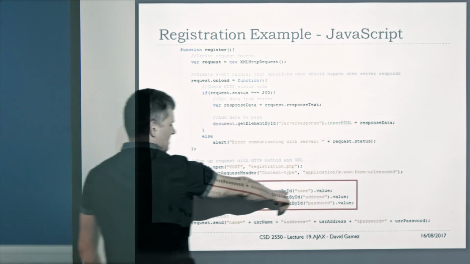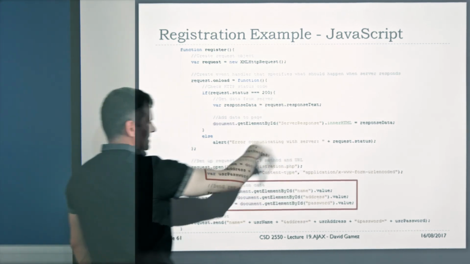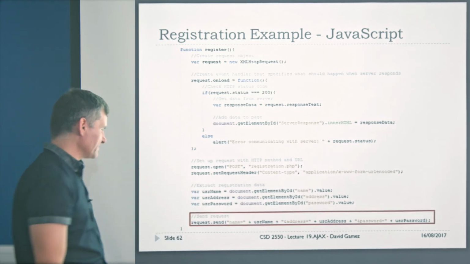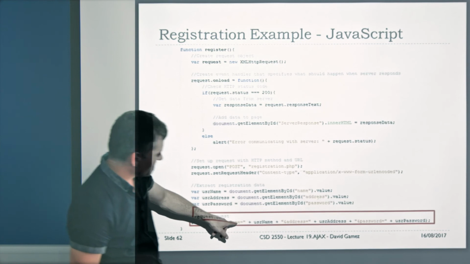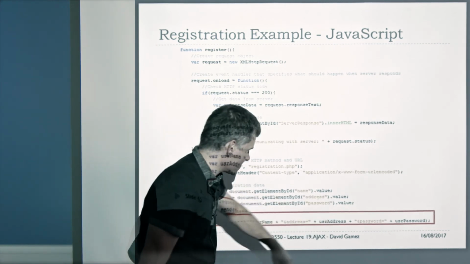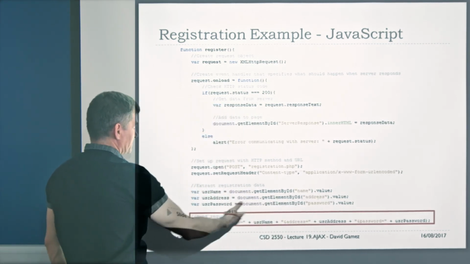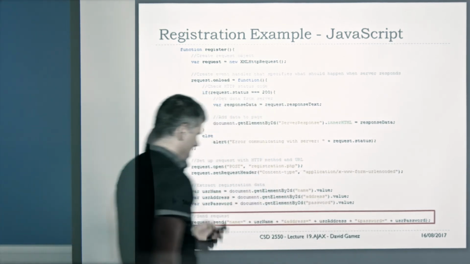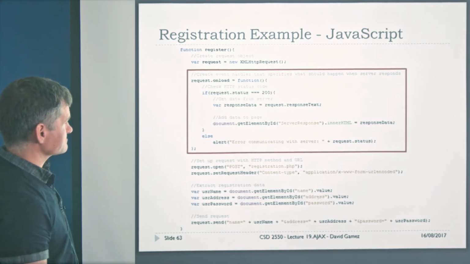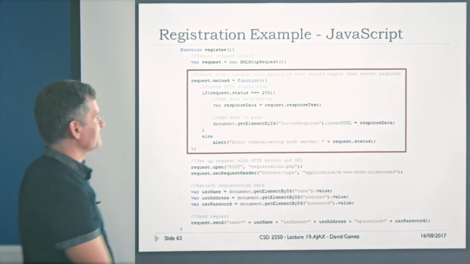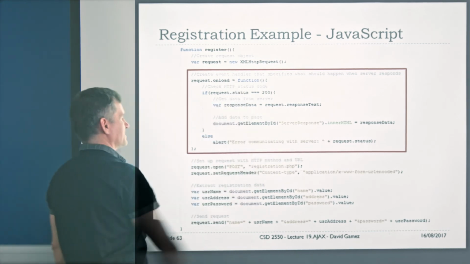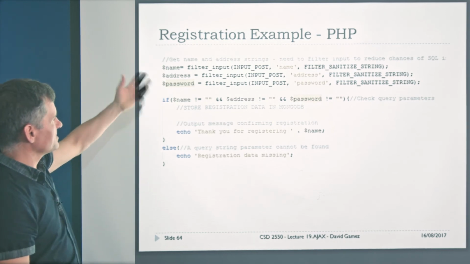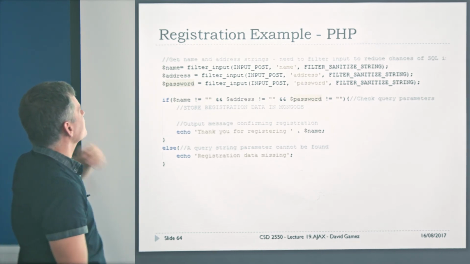We're using document getElementById to pull out the name, the address, and the password that the user's typed in. That's what these three values are here. And then when we send the request, we're putting these things inside the body of the HTTP POST message. So we're setting name equals username, address equals user address, password equals user password. And when we get a response back from the server, we're just going to stick it inside the bit at the bottom. We're just injecting it into the page so we can see what it's doing.